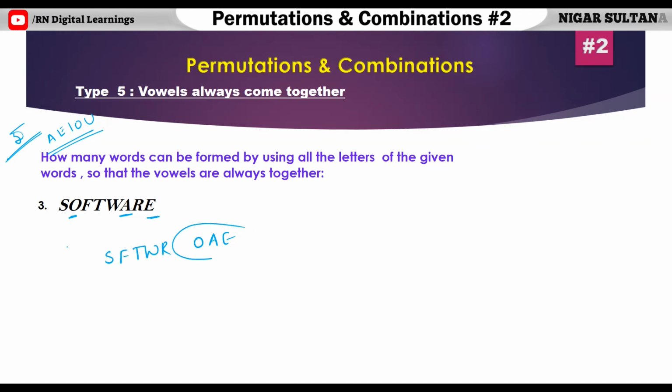So now group them together. If the vowels are to be always together, it means we can place this O, A, E in the first position, or we can place it after S, or after F, T, W, or after R also. So there are how many ways? 1, 2, 3, 4, 5, 6. So this is my 6P6, that is 6 factorial. What is the value of 6 factorial?